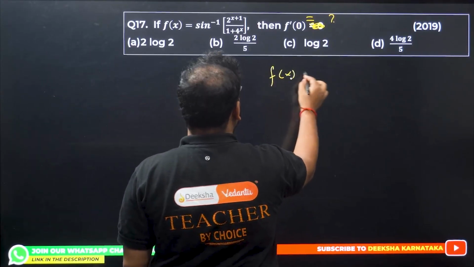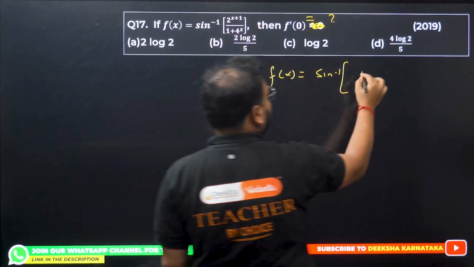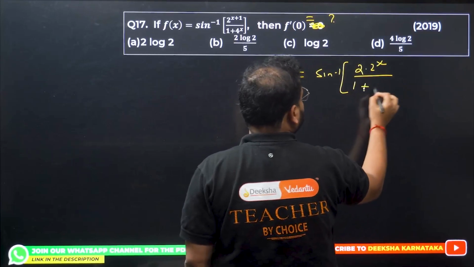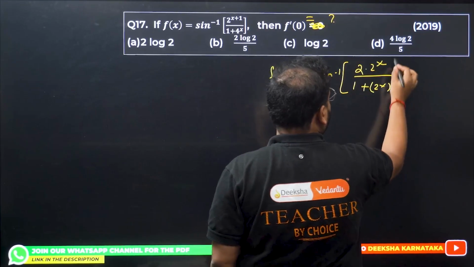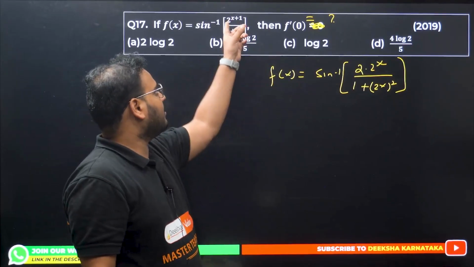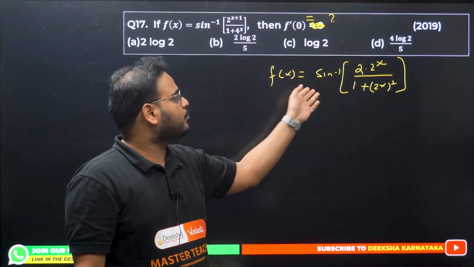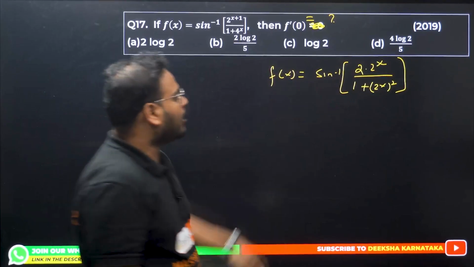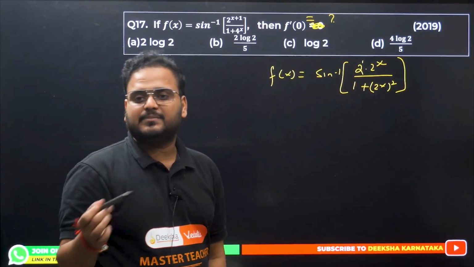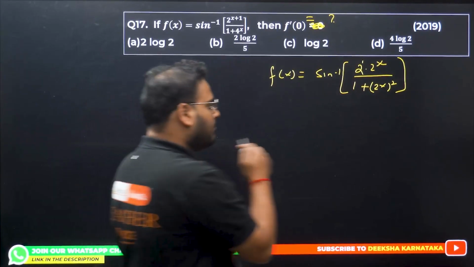f of x equals sine inverse. I have to get sine inverse in this part. So write here as 2 times 2 power x divided by (1 plus 2 power x) the whole square. What have I done? Nothing, I have written the same thing in this format. 2 power x plus 1 is there, I am taking 1 outside. So it becomes 2 into 2 power x. Remember, product rule in the exponents: 2 into 2 power x becomes the sum of the index, 2 power x plus 1.